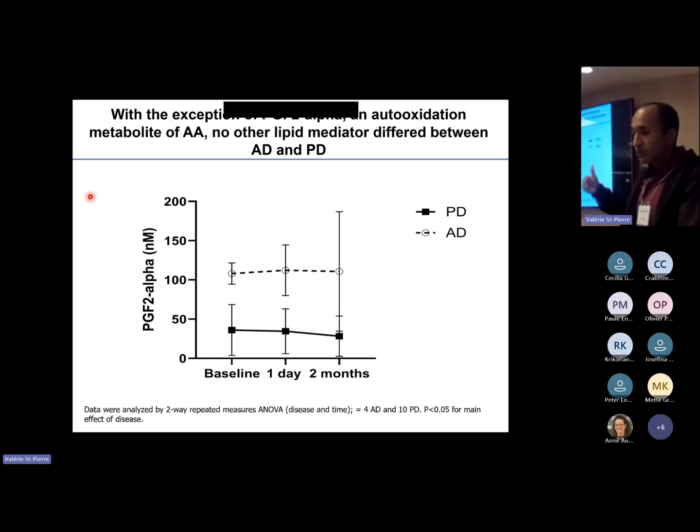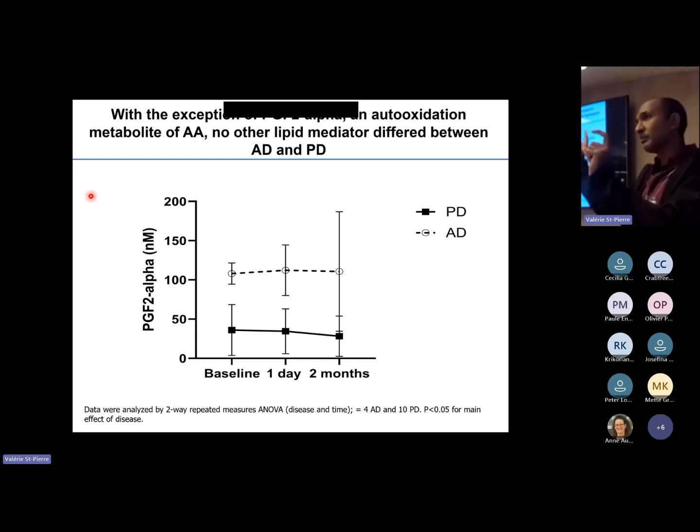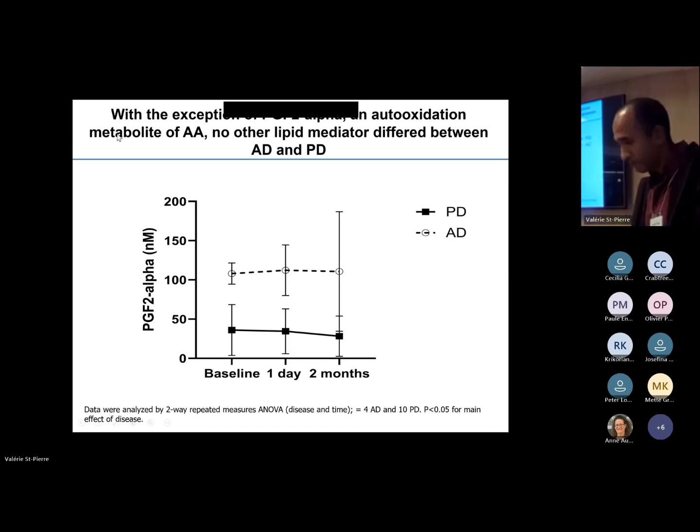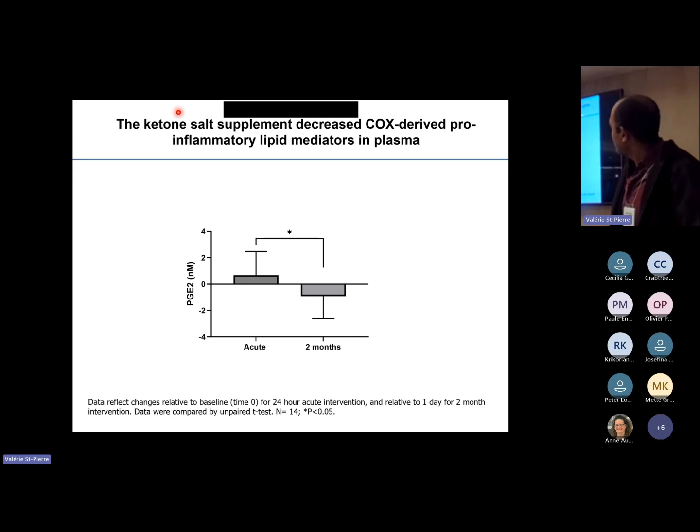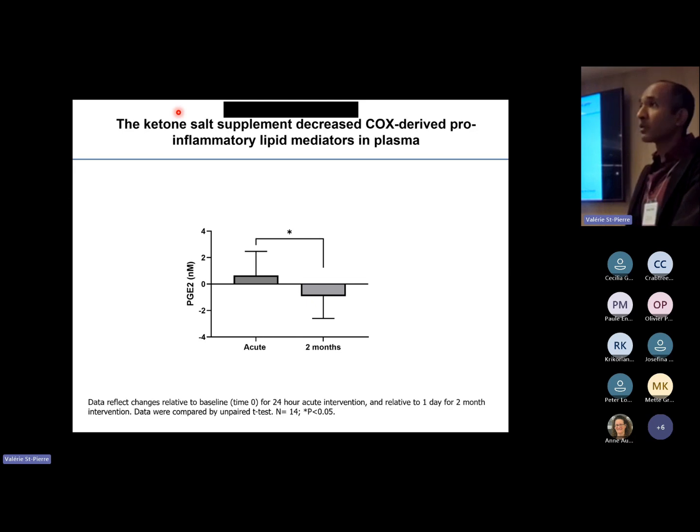Now, moving forward, we looked at the pro-inflammatory and pro-resolving lipid mediators. What I'm going to show you now is the delta, the change between baseline and 2 months, and from baseline to 1 day after the acute supplementation. As you can see, if you express it as a line, you get the same answer, but I thought it was easier to show it this way. With acute supplementation, prostaglandin E2, which is pro-inflammatory, doesn't change compared to baseline, but after 2 months it actually decreases. So the ketone ester decreased COX-derived prostaglandin E2 levels. And this is now in the combined cohort, Parkinson's and Alzheimer's, because there were no differences between the groups.